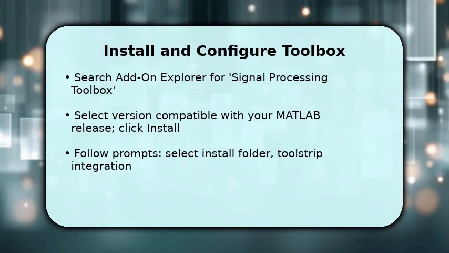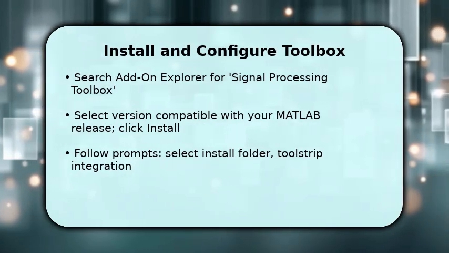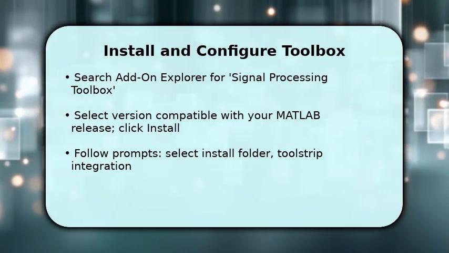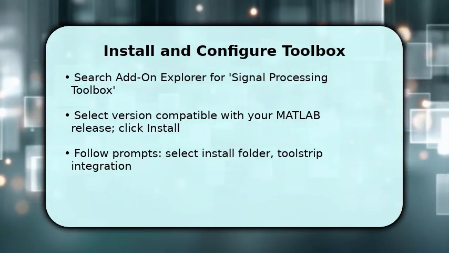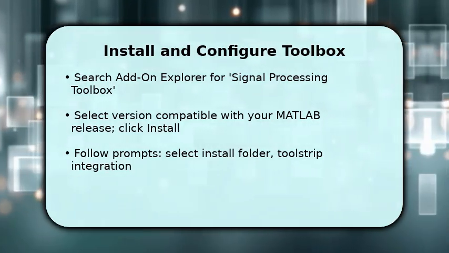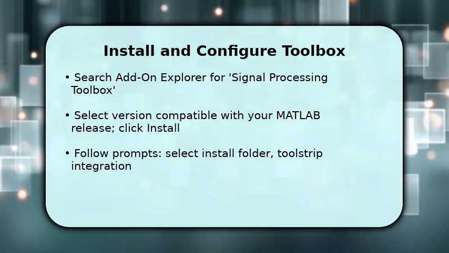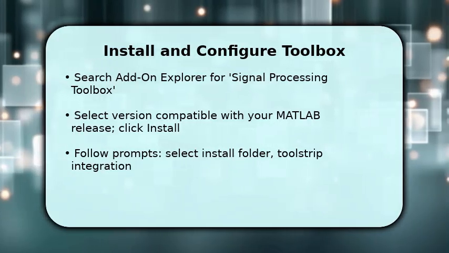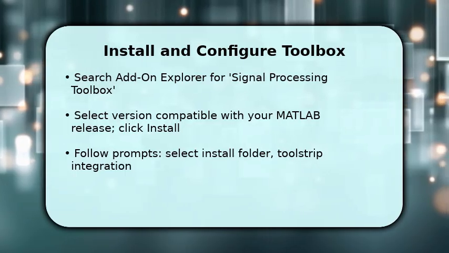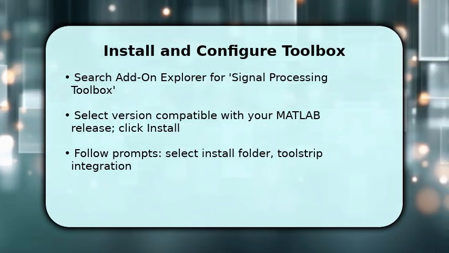You now perform the detailed install. In Add-on Explorer, search for Signal Processing Toolbox and pick the release that matches your Matlab version. This prevents API mismatches. Click Install and monitor the installer dialog. It downloads dependencies and places files into your Matlab Toolbox folder.